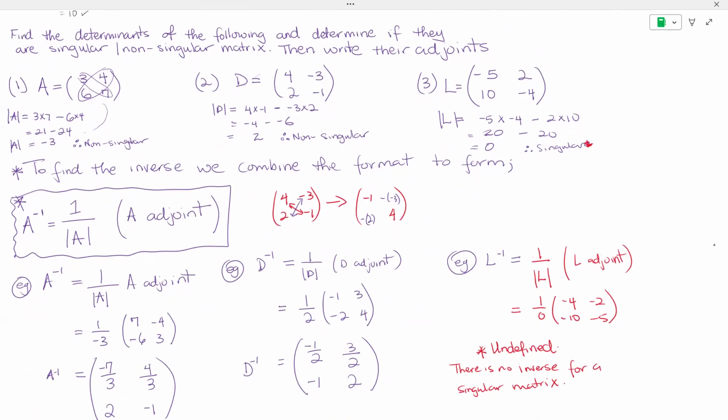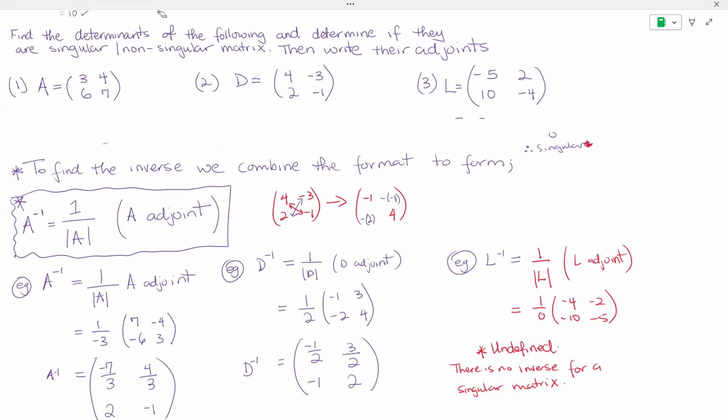So we have some questions here. Find the determinants of the following, determine if they are singular or non-singular, and write their adjoints. So first one, the determinant of A is equal to AD minus BC, which is 21 minus 24, which is -3. Everybody good with that?